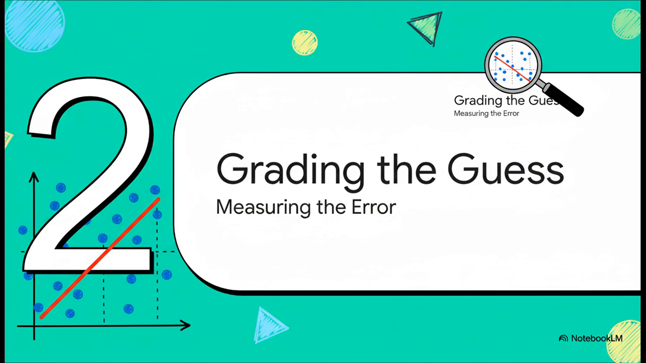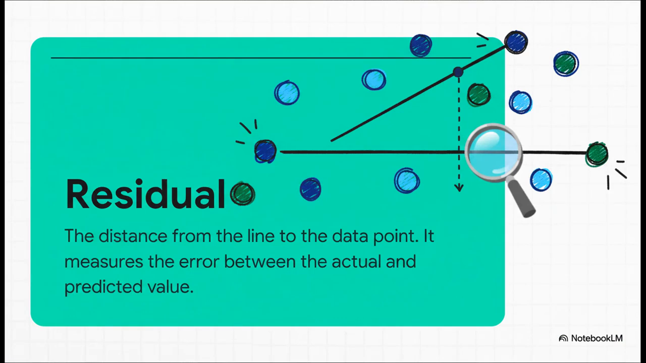Okay, so we can draw a line. In fact, we could draw a bazillion different lines through our data points. So the big question is, how do we know which one is the best one? How can we actually score them? This brings us to the second part of our quest, measuring the error. For every single data point we have, each individual house in our data set, we can measure how wrong our line is. This little error is called the residual. It's just the vertical distance between what our line predicted the price would be and what the house actually sold for. A tiny residual means we made a great guess for that house. A huge residual means our guess was way off.